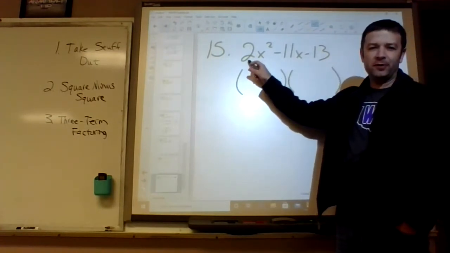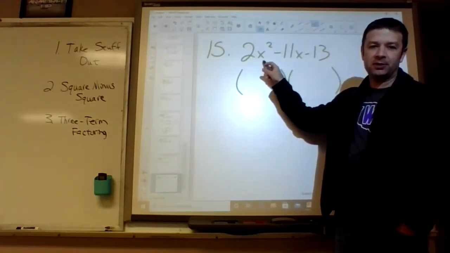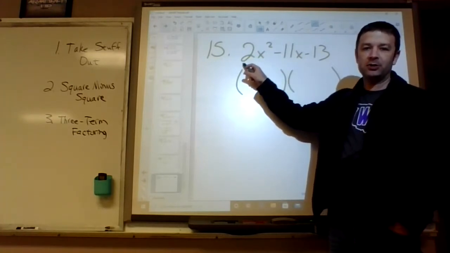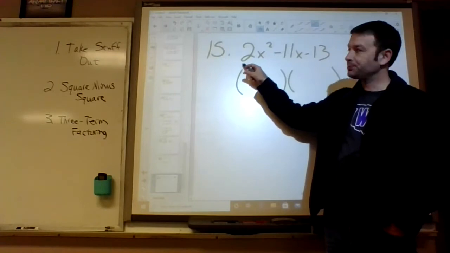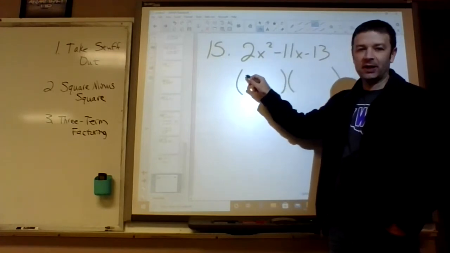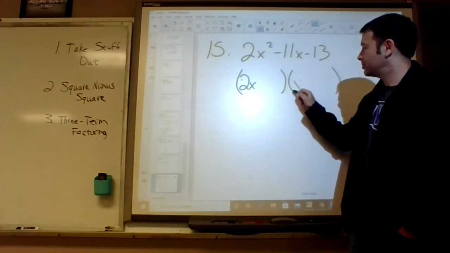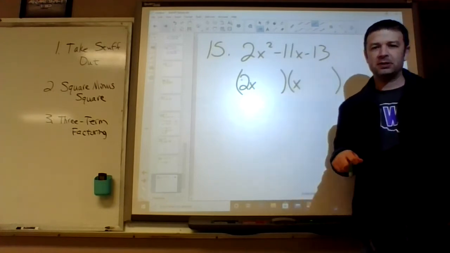There's a number on our first term. So we can't just say what goes into x squared. We got to say what goes into 2x squared. Well, what goes into 2 is 2 times 1. So instead of x and x, I'm going to put 2x times 1x. 2x and x.